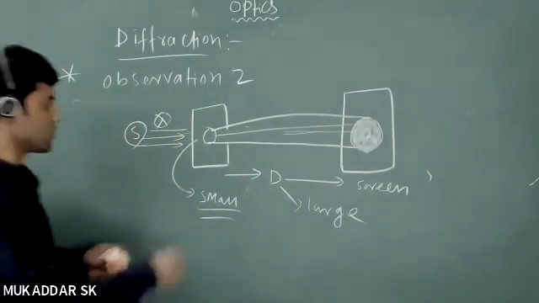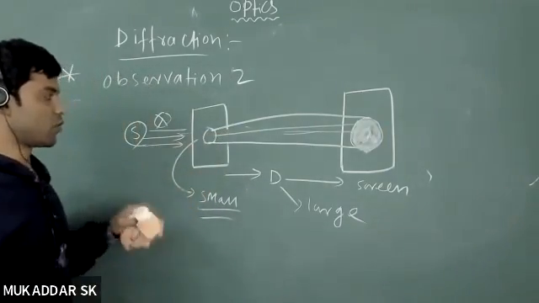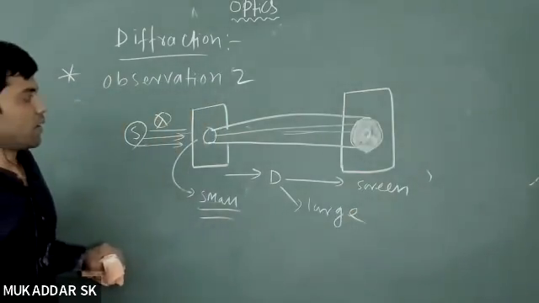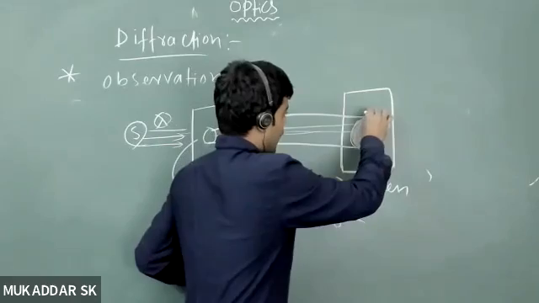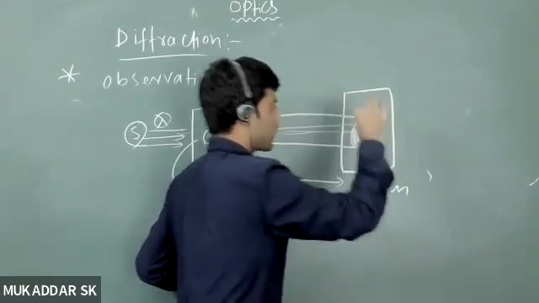Why? Because at the edge, the ray is actually bending, so obviously you will get a large central bright. In addition, you will have a series of dark and bright fringes.